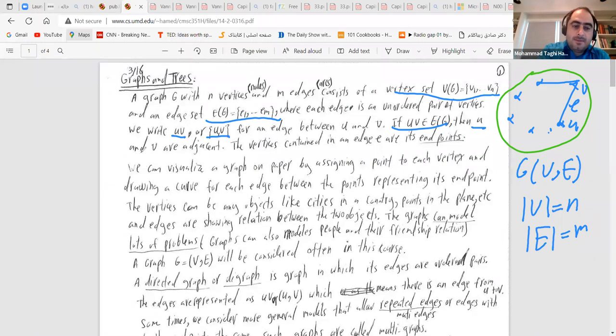u and v are adjacent. So here, for example, say this u and v are adjacent. And we will say u and v are the endpoints of e. So it's an edge e between these guys. So this is the edge e.